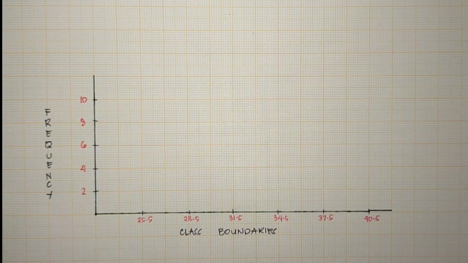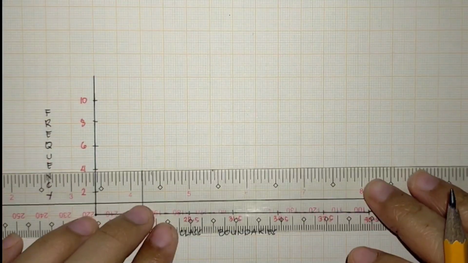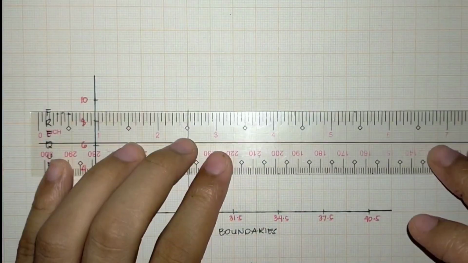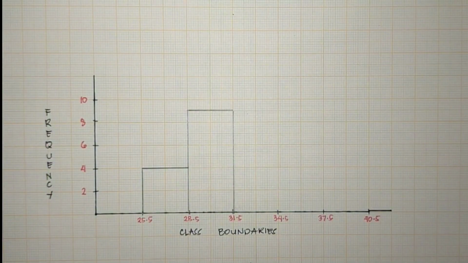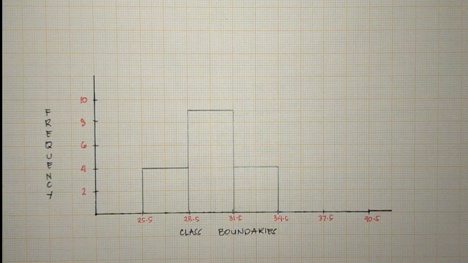So, as you can see, the 25.5 and its frequency is 4. So, let's connect it to 28. And the 28.5, its frequency is 9, so it should be in the middle of 10 and 8. And in 31.5, its frequency is 4. So, we'll just have to look for its vertical and connect it to the next number, because in making a histogram, there is no space.